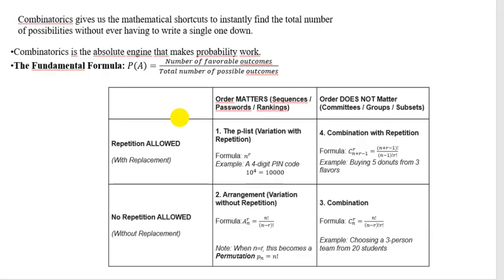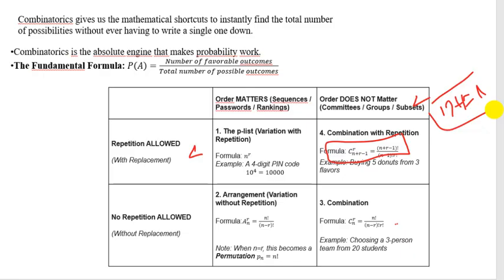In the end, you have another situation where the order doesn't matter. So it is like a combination, but in this case repetition is allowed. The formula is simply like the combination. The only thing that changes here is that the number of available items is not n anymore, but it is n plus r minus 1. So that's the only thing that changed.